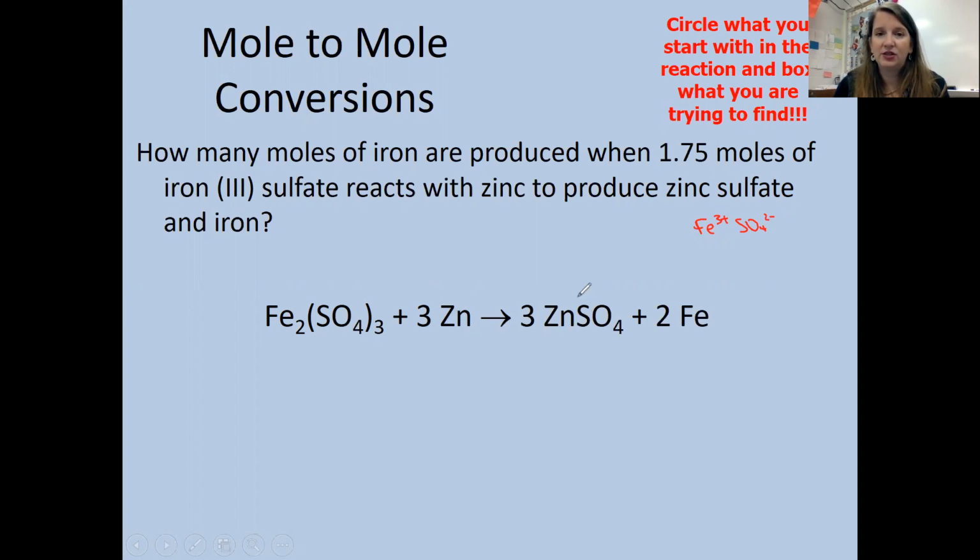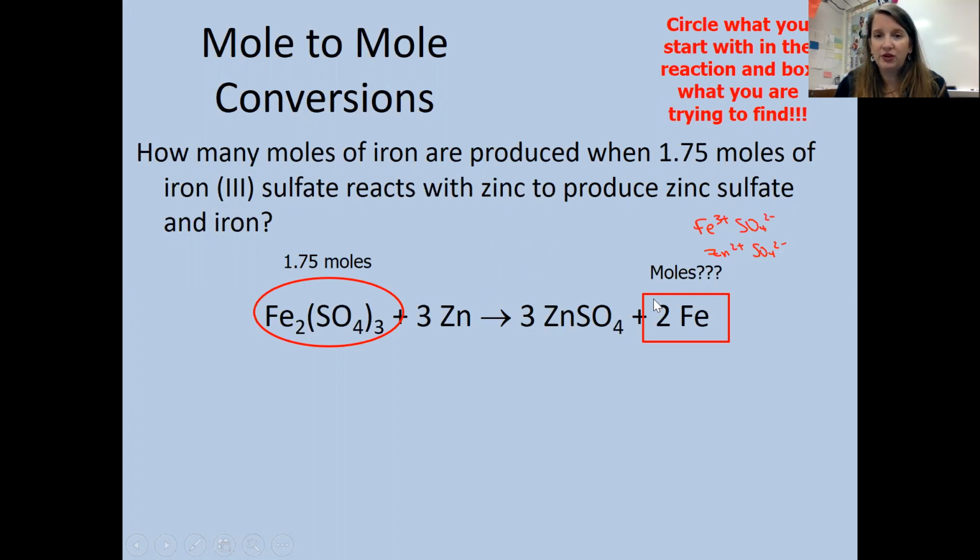It reacts with zinc to produce zinc sulfate. Zinc has a set charge of +2. Sulfate is SO4 2-, so those 2's cancel out. Now remember, what we're going to do is circle what we're starting with, identify our quantity, 1.75 moles of iron(III) sulfate. We're going to box what we're trying to end up with, and we're trying to find moles.